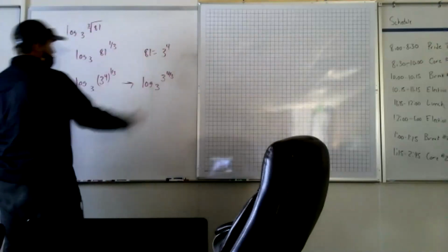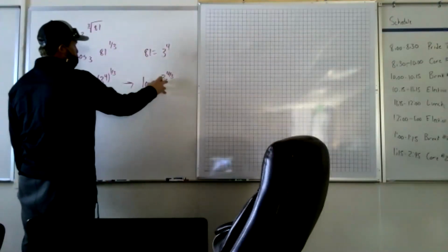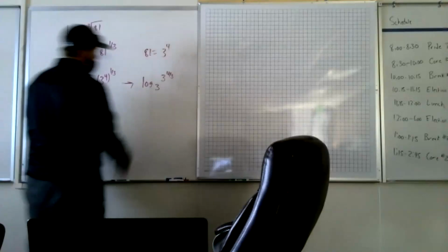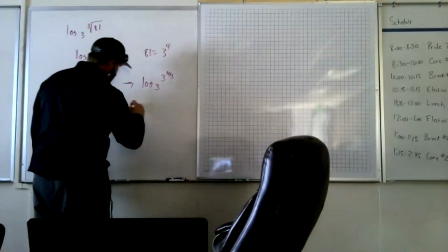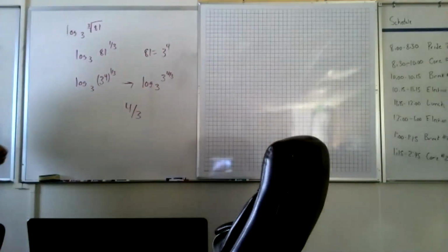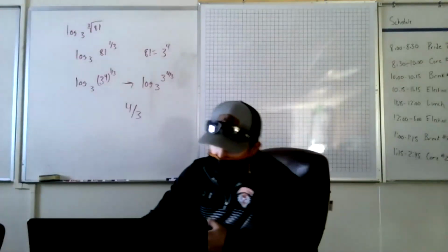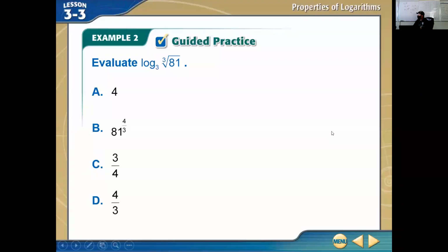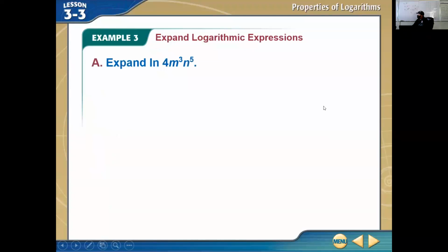Okay, then I know that log base 3 of 3, that's 1. 4/3 would be out front, or I could use my reciprocal property. But my answer is going to be 4/3. Ooh, fun. Okay. Now the next type of problems, they're going to ask you to expand these.